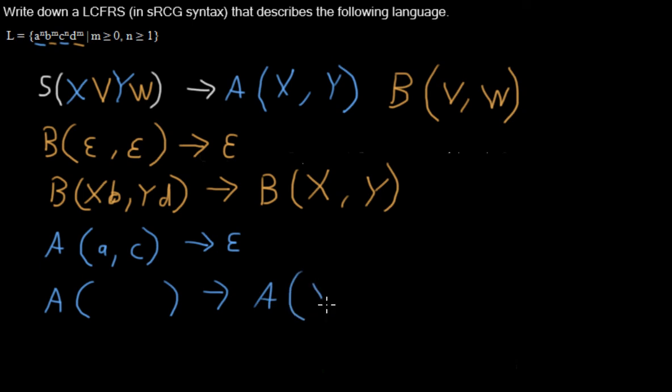I can use any two variable names, I can reuse X and Y. And whatever is in the X shall be appended with an a. And whatever is in the Y shall be appended with a c. Besides that one difference, the same explanation that I gave you for the B items holds for the A. So it will always generate the same amounts of a's and c's in those two strings. And they will at the end be included in the overall string for the whole word. And this is my LCFRS for this language.